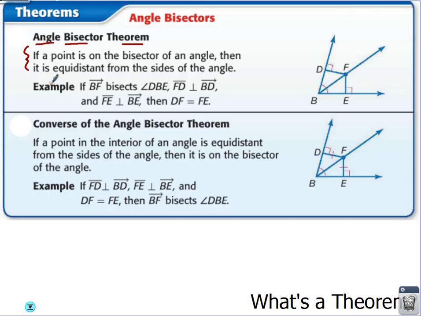But what the angle bisector theorem states: if a point is on the bisector of an angle, then it is equidistant, I guess we need to talk about that word, from the sides of that angle. If a point is on the angle bisector, then it is equidistant. Do we need to talk about that word? Let's use our clues here. Equa. What do y'all think equa means? Equal. Distant. Distance. If something's equidistant, then it's an equal distance from the sides.